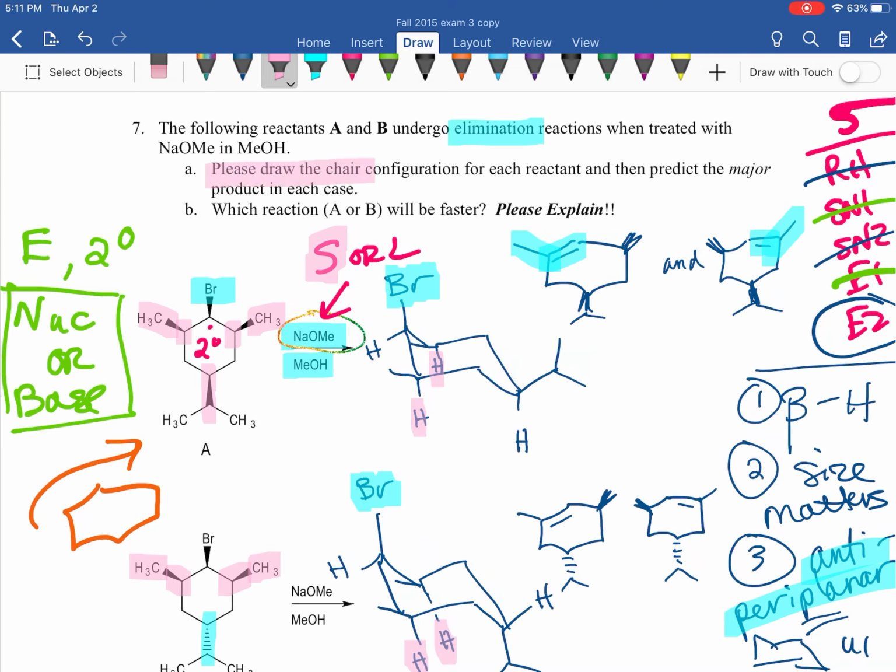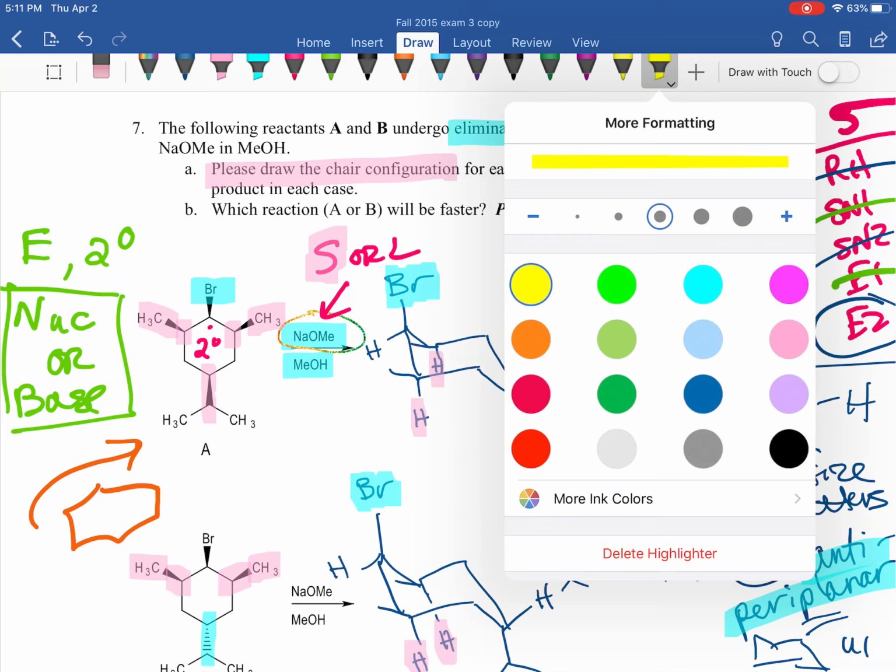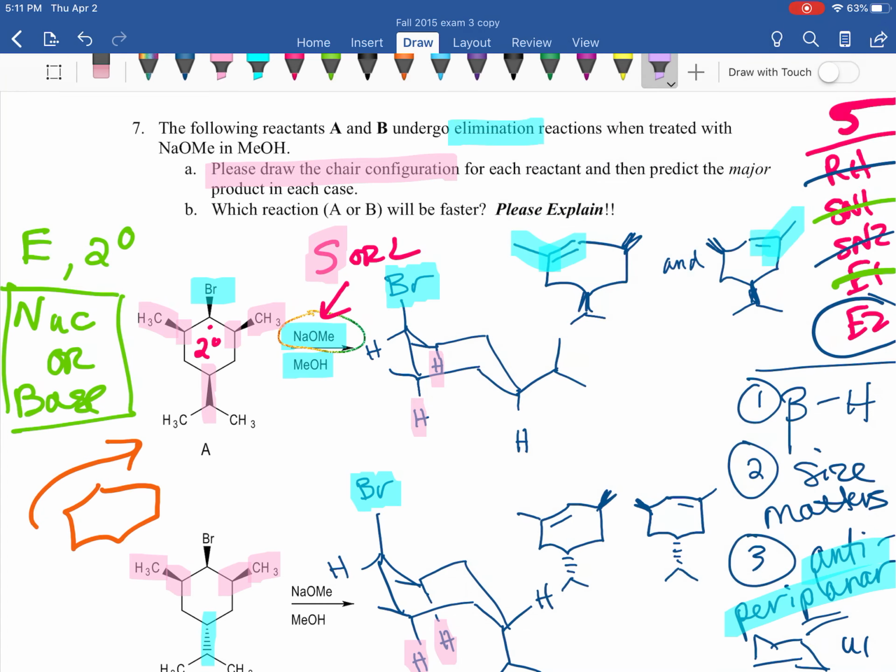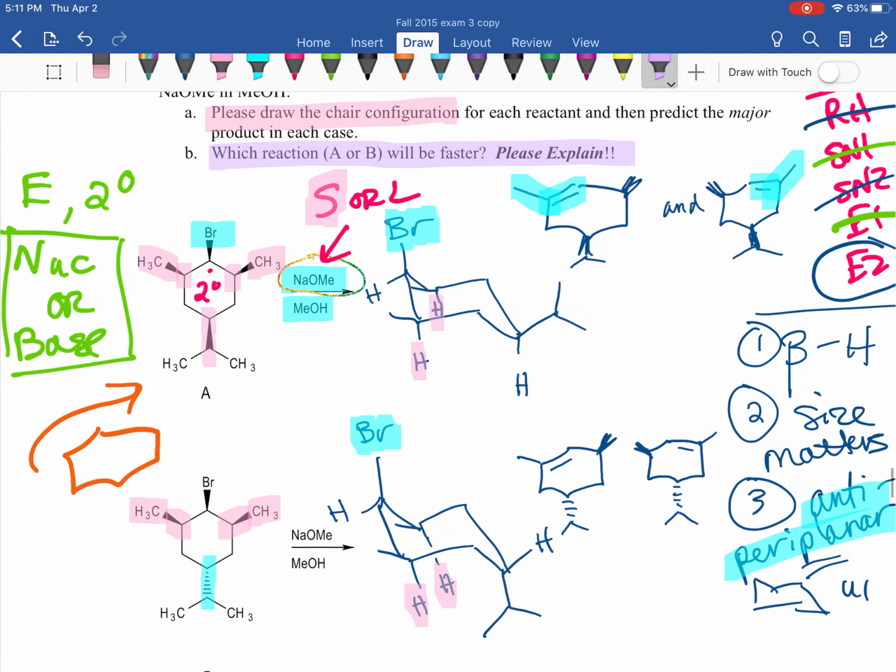All right, so we just drew the chair configuration, and now here's the fun part. I almost feel like I need another highlighter in a fun color. Let's go purple. Okay, so let's look at this. Which one will be faster? Please explain. Well, we're making darn near the same products, except would one of them be faster than the other? Hold your seats. This is a sparkle pen moment.